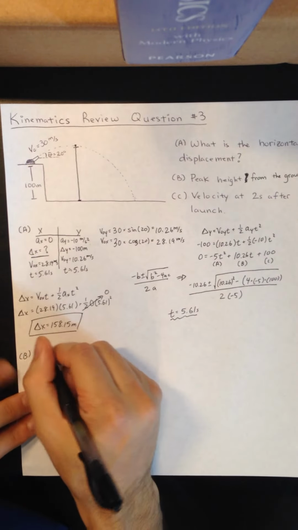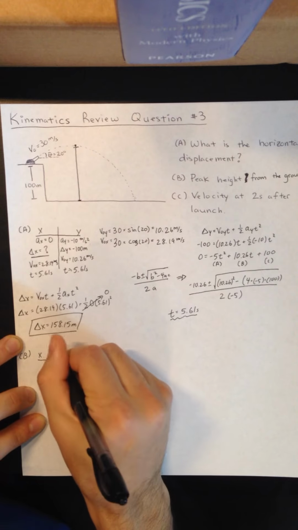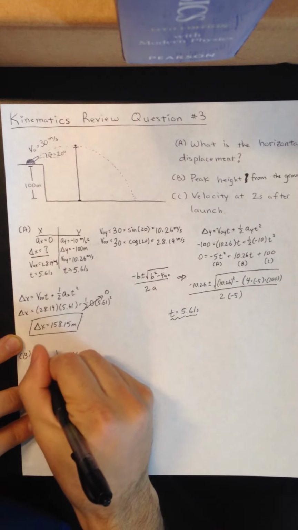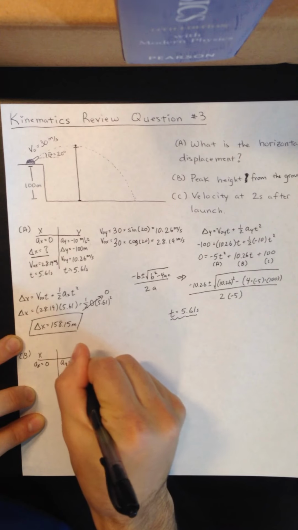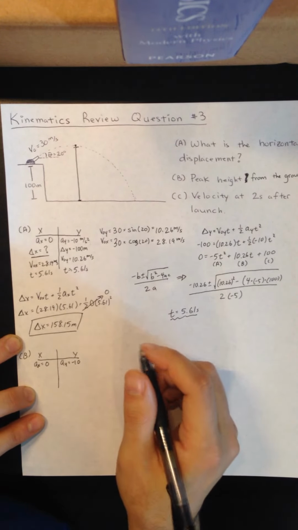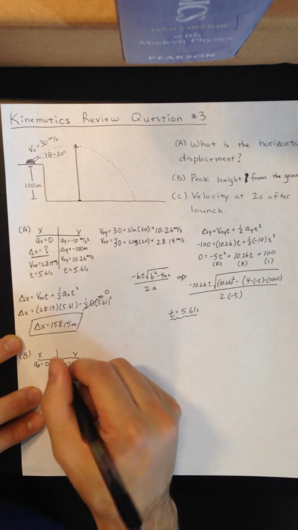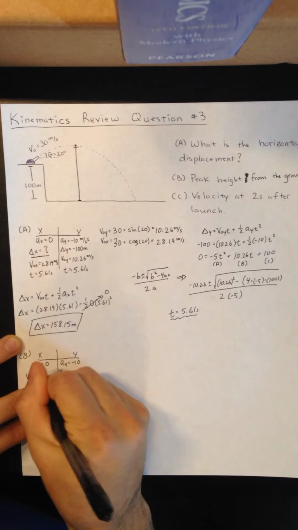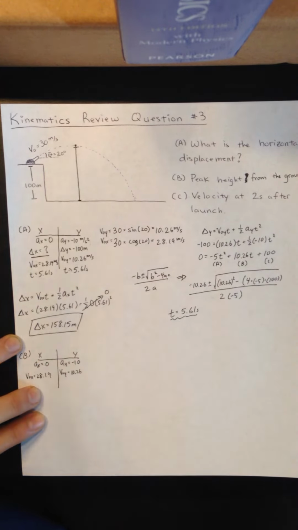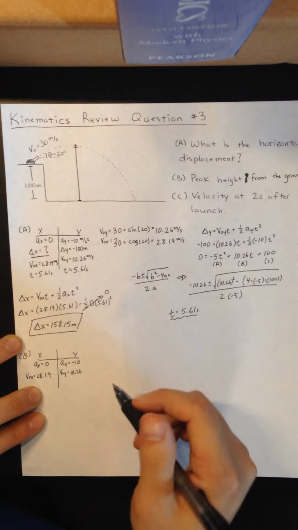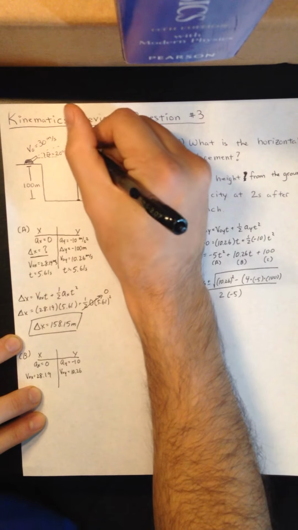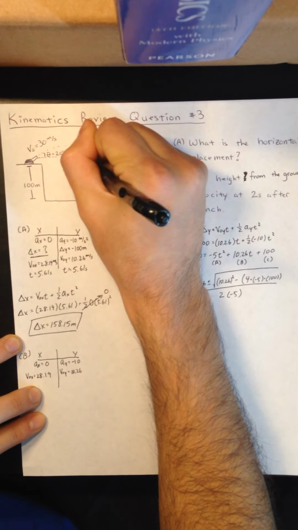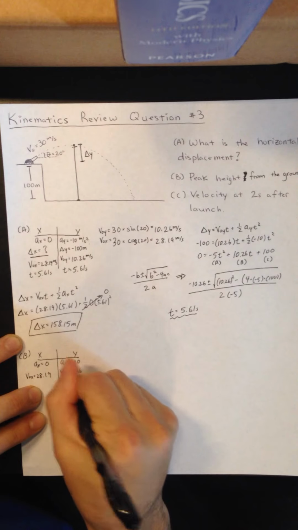Again, we're going to start with making what we know in the x and the y. I always start out with acceleration: 0, -10. What else do we know? V initial in the y is 10.26. V initial in the x is 28.19. Anything else? Okay, so this is initially what we know. What we're going to be finding is the displacement in the y. So this is what we're looking for, displacement in the y.